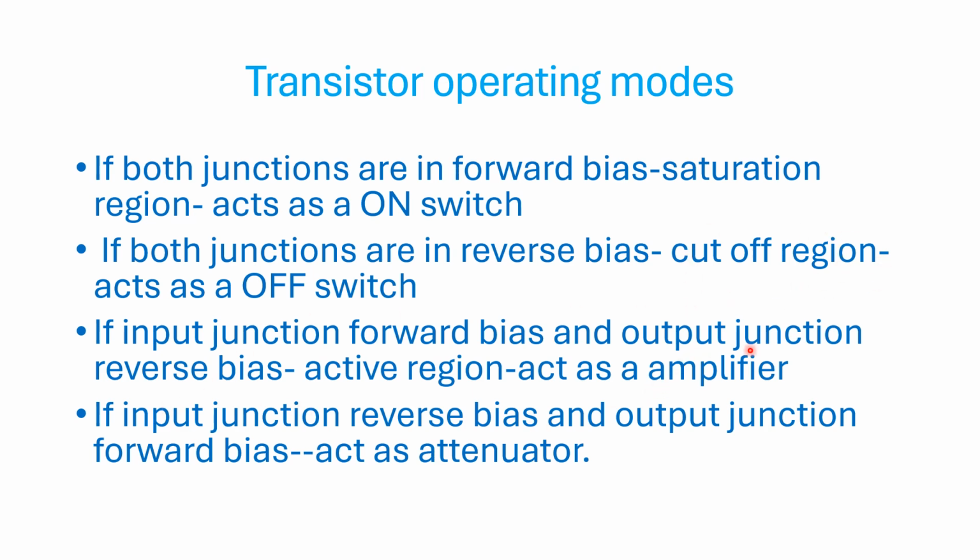So already we know that if the input junction is forward bias and output junction is reverse bias, it acts as an amplifier and it is in the active region. For the opposite, what will happen if the input junction is reverse bias and output junction is forward bias? It acts as an attenuator. Amplifier means which amplifies the signal strength, which increases the signal strength. Attenuator means which decreases the signal strength.